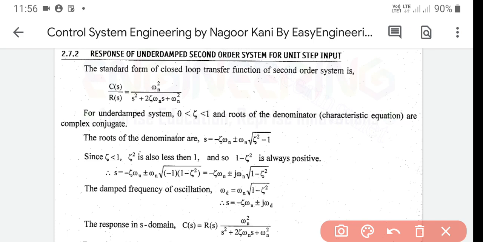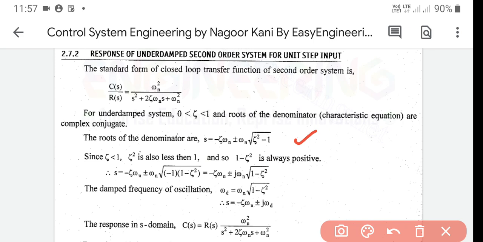You got the roots as a complex conjugate pair. Those are what you call the poles for the standard form of the underdamped system. So what are the roots we got here? S is equal to minus zeta omega n plus or minus omega n into square root of zeta square minus 1. One root is S equal to minus zeta omega n plus omega n into square root of zeta square minus 1, and the second root is S equal to minus zeta omega n minus omega n into square root of zeta square minus 1. So you have two roots here.